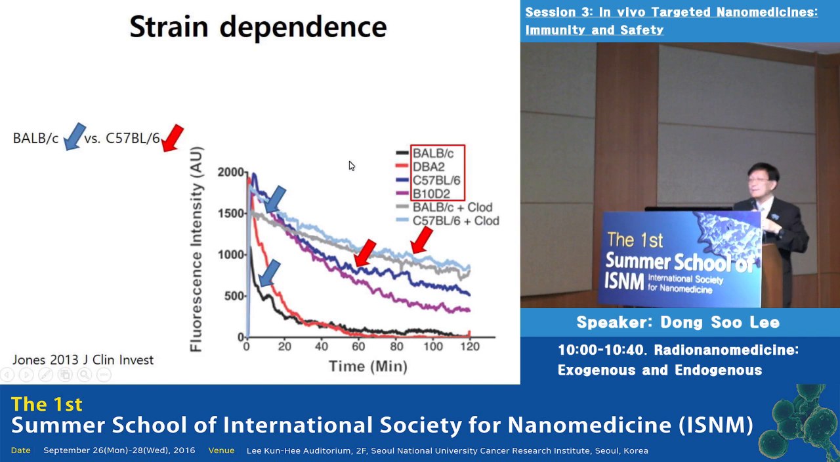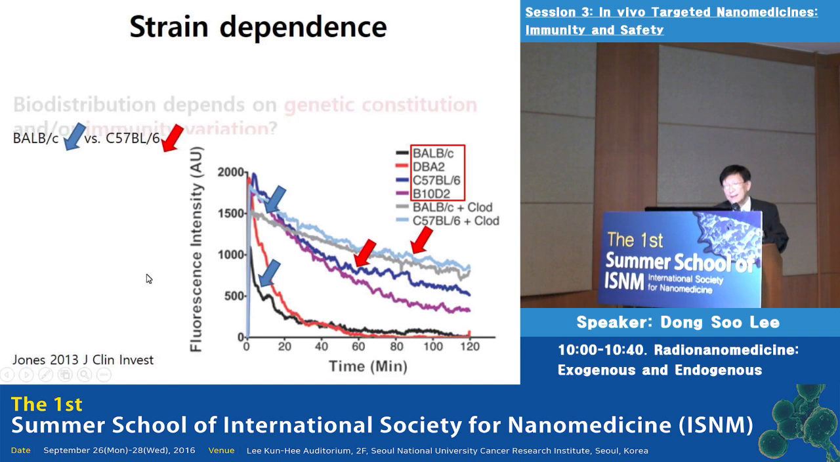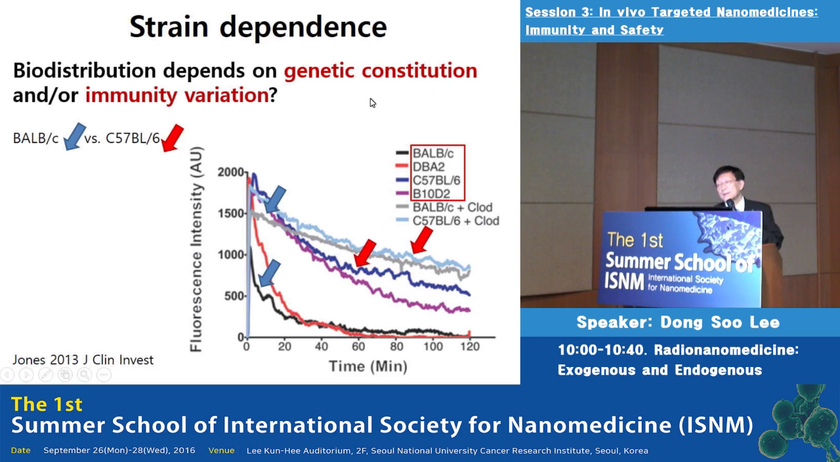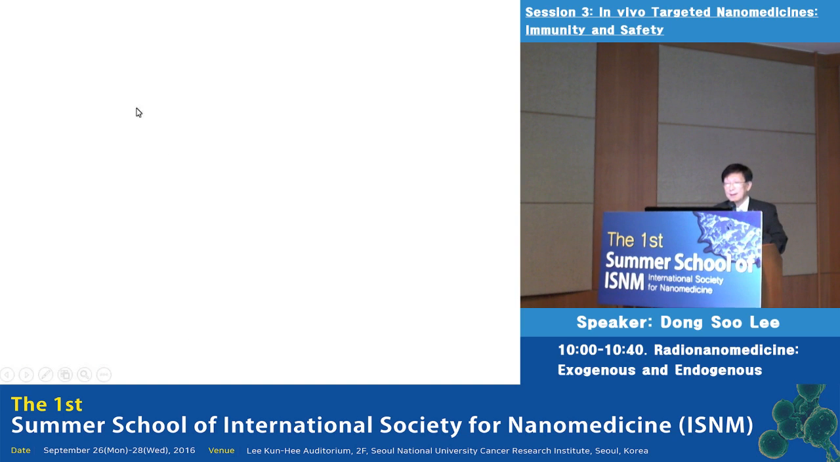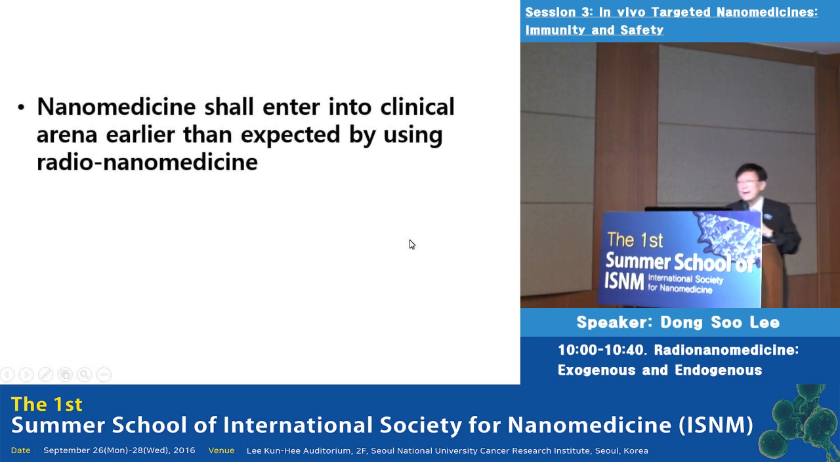Strain is affecting. When you are using BALB/c mouse, DBA mouse and C57 mouse, the clearance is different. This appeared in the Journal of Clinical Investigation, which has a very high Eigenfactor value and is a trustworthy journal. The biodistribution depends on genetic constitution or immunity variation. Genetic constitution is just a general bodily constitution, and immunity variation is okay. So this is my slide on using radionanomedicine.